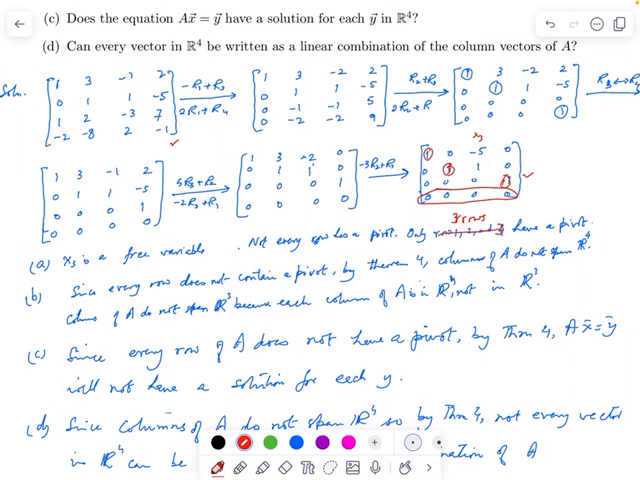Okay, now we will move on to section 1.5.